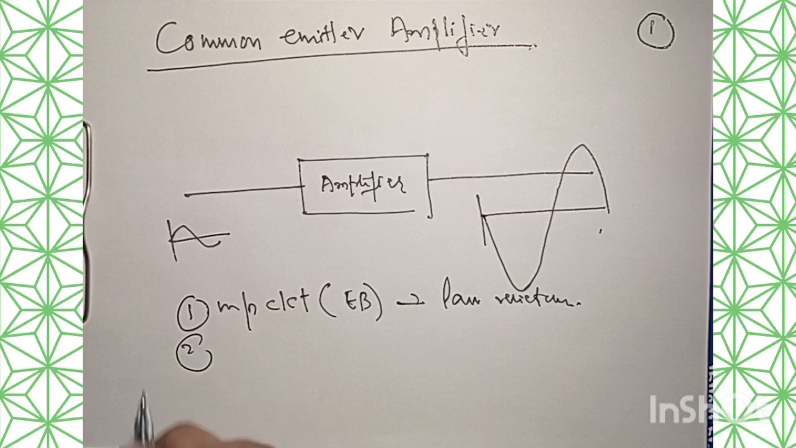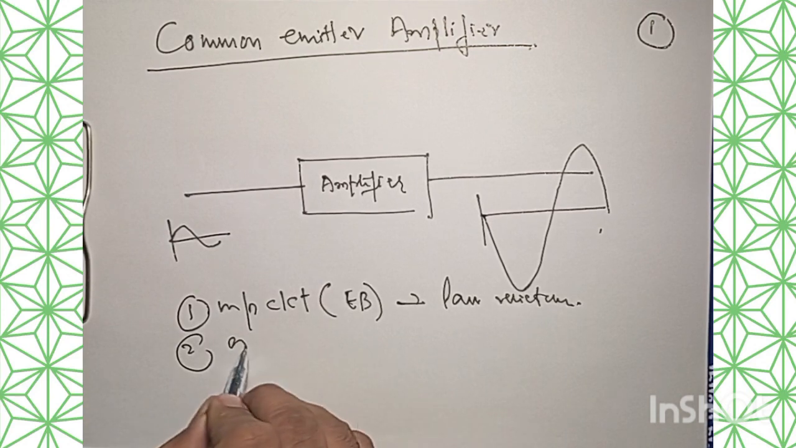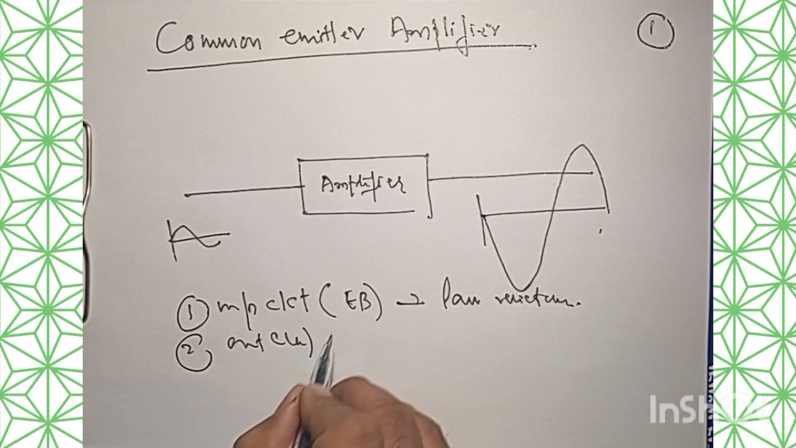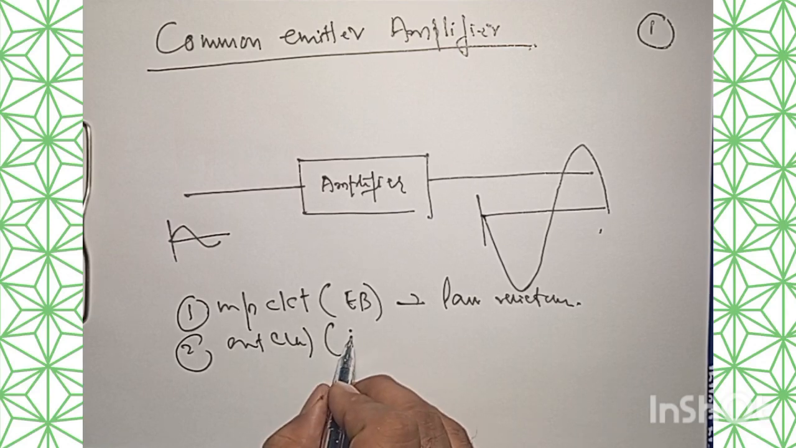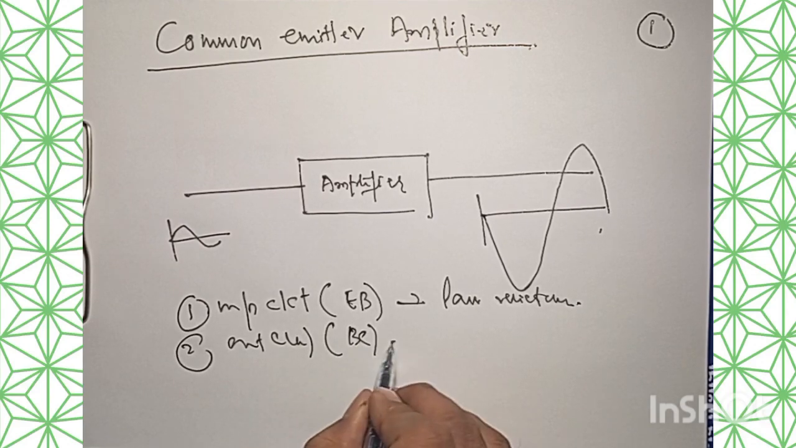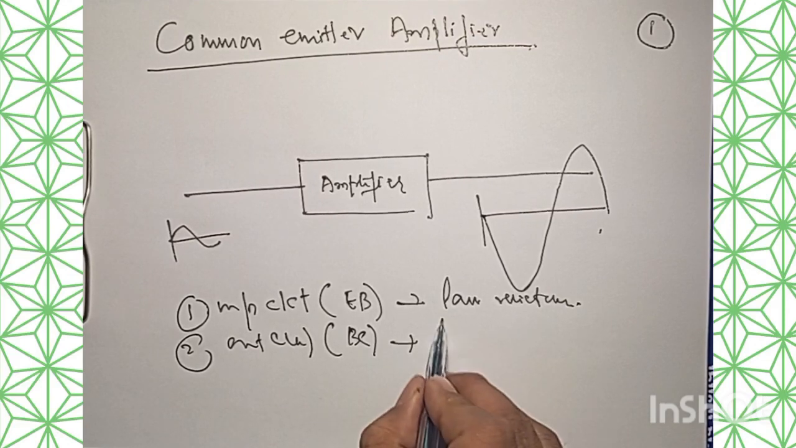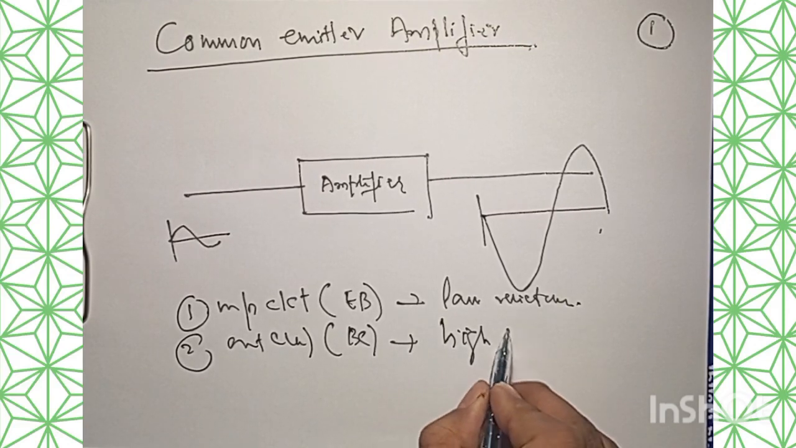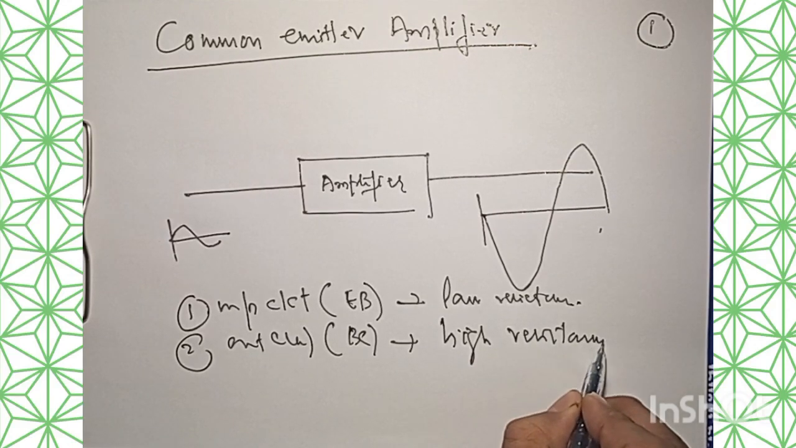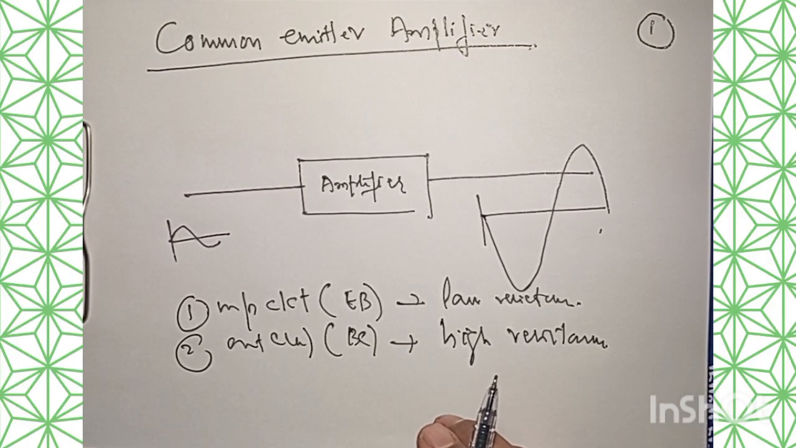And then we have the collector base junction, the output circuit, which is being reverse biased. In this case, in the output circuit, we have base and collector, and here it has high resistance, right? High resistance. So almost all input emitter current flows in the collector of this transistor. So we have to bear in mind that thing.